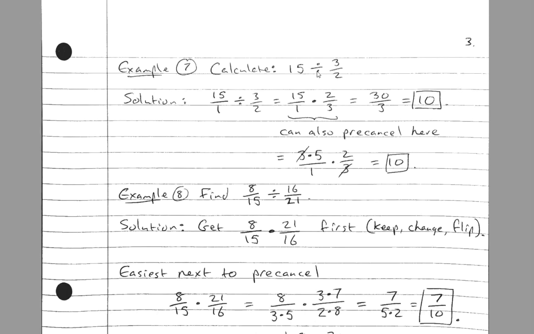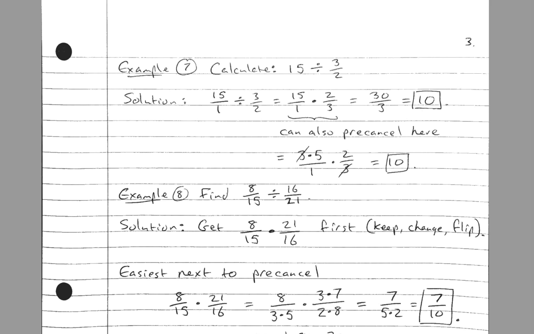How about this one? 15 divided by 3/2. Okay, so 15, that's 15/1. Keep, change, flip. So it's 15/1 times 2/3. And then multiply straight across. That's 30/3. And 3 goes into 30 10 times, or cancel 3's. And the answer is 10.